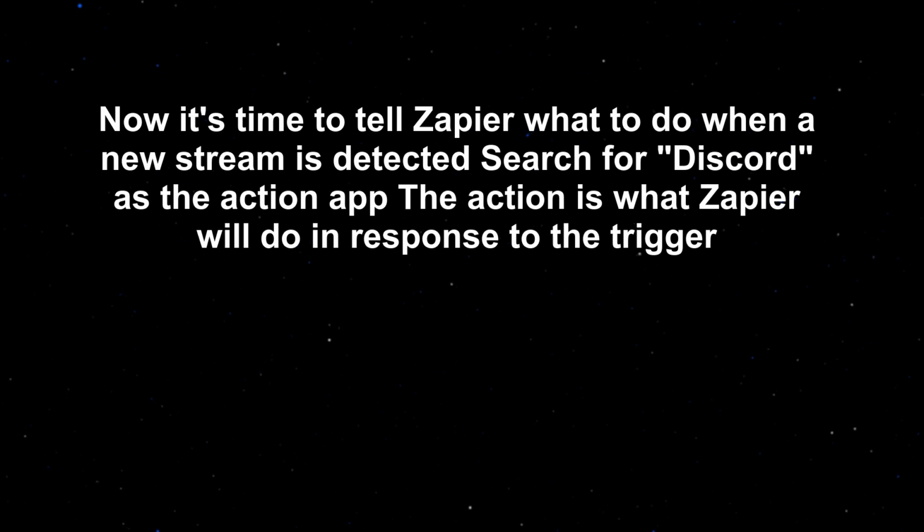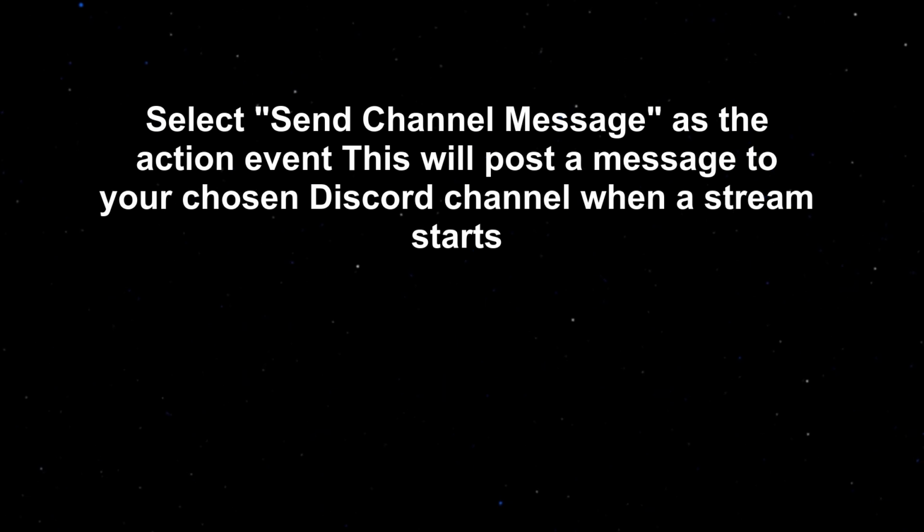Search for Discord as the action. The action is what Zapier will do in response to the trigger. Select Send Channel Message as the action event. This will post a message to your chosen Discord channel when a stream starts.